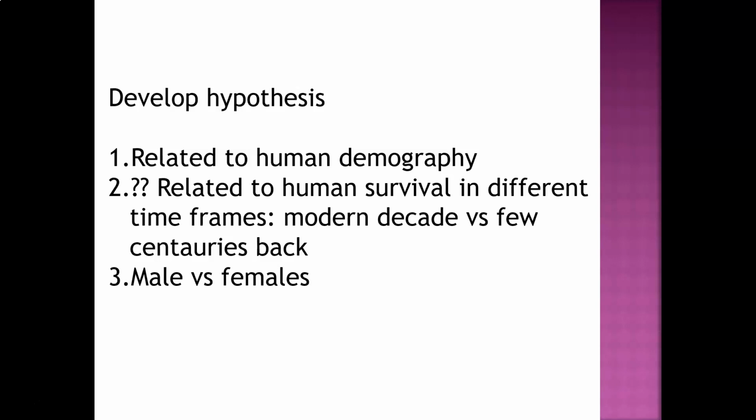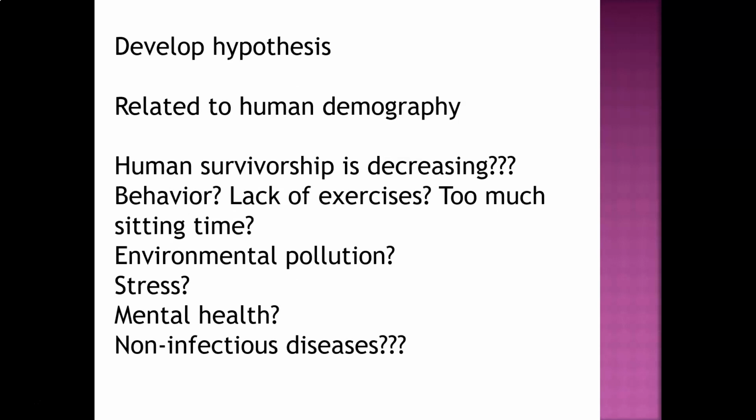Now, you develop your hypothesis and you rationalize it. This is when you actually need to think about the background information, right? So how would you develop this hypothesis? How would you look for literature? What are you going to look for in your literature search? So think about what dictates human survivorship, right? If I were to hypothesize, this is something I'm really interested in, in terms of teaching this class: is human survivorship actually decreasing, right?